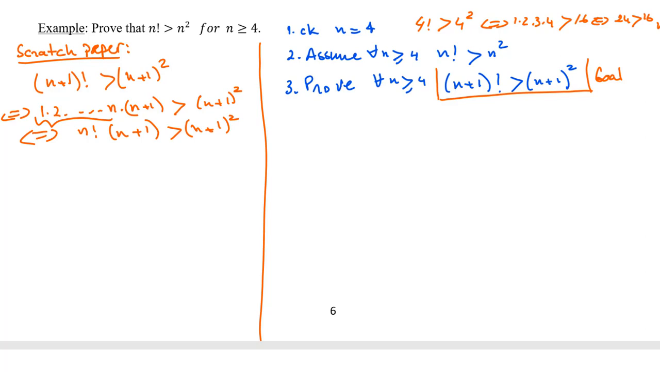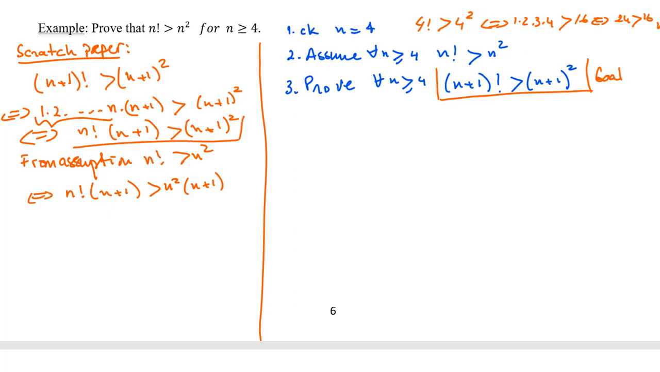If I stop for a moment and look at the assumption, what I have is n factorial greater than n squared. I know that from the assumption, because that's my assumption. So if I multiply both sides by n plus 1, I get this. Now this is what I need to get to based on what we have. If I can say that n squared times n plus 1 is greater than n plus 1 quantity squared, let's see what we have here.